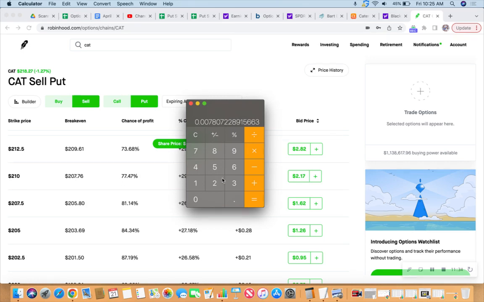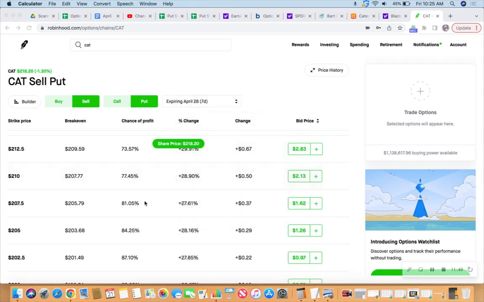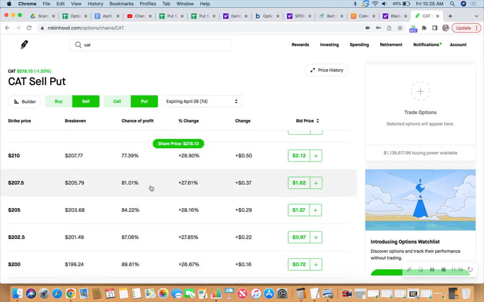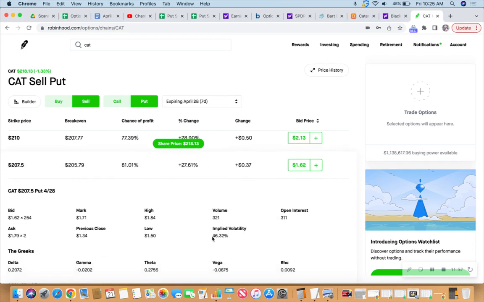No, that equals just under 1%. So in 7 days, divided by 7, equals this multiplied by the annualized. So that's a 40% annualized return on a very good stock, very good company, at a 20 delta, right? What was that implied volatility? Very high for Caterpillar, that's 46% implied volatility.